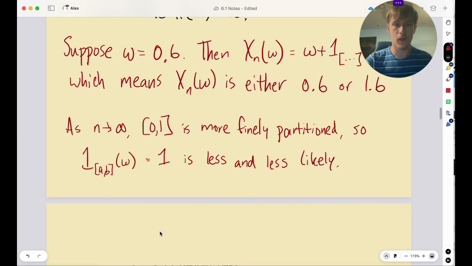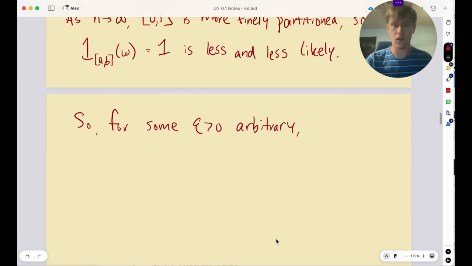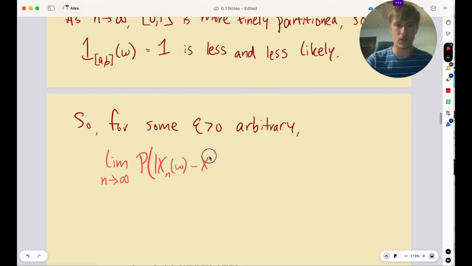Okay, so for some arbitrary positive epsilon, let's look at it. I'm going to claim that the limit as n approaches infinity, this time the limit is on the outside, of the probability that |Xn of omega minus X of omega| is less than epsilon, I'm going to go ahead and claim that that's equal to 1.